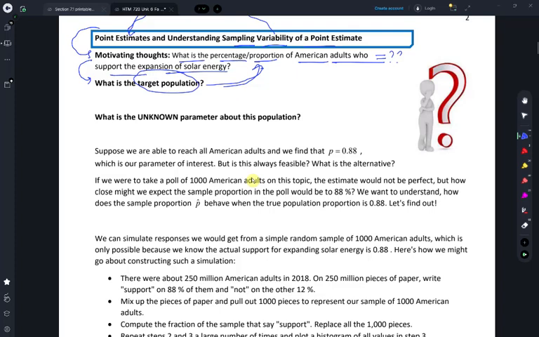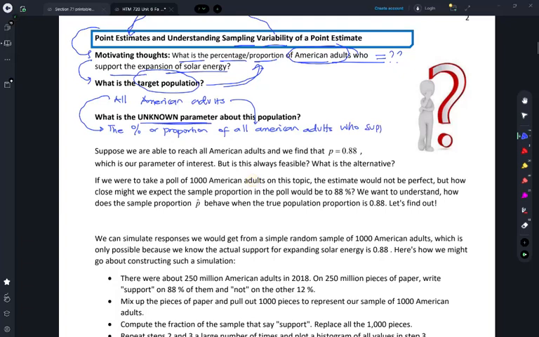Well, that would be all American adults, because this question concerns all American adults, and regarding this population, we're interested in a characteristic of interest, which is otherwise known as the unknown parameter, and that would be the percentage or proportion of this population, all American adults who support the expansion of solar energy.